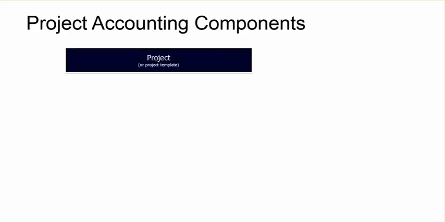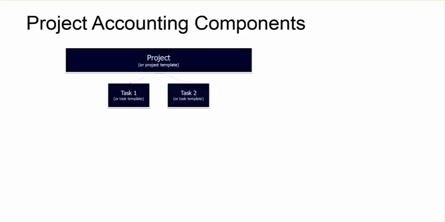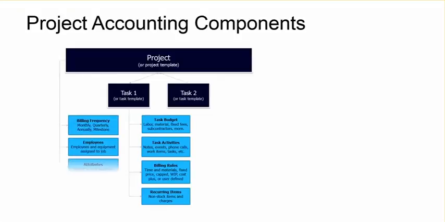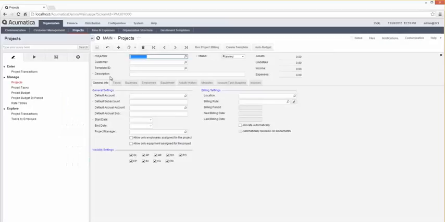Acumatica projects consist of multiple tasks. Each task can have unique billing rules, recurring charges, and budgets. The task budgets roll up to the project-level budget for a complete view. Projects can be assigned employees, billing terms, and user-defined variables called attributes. Project templates make creating a new project easy.